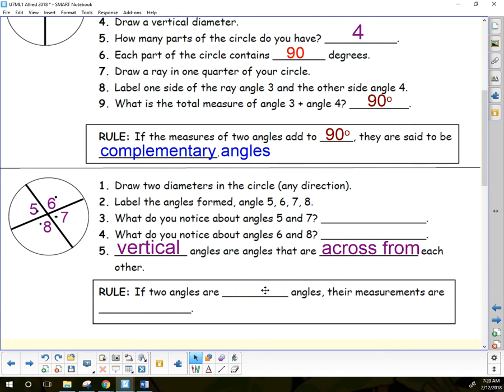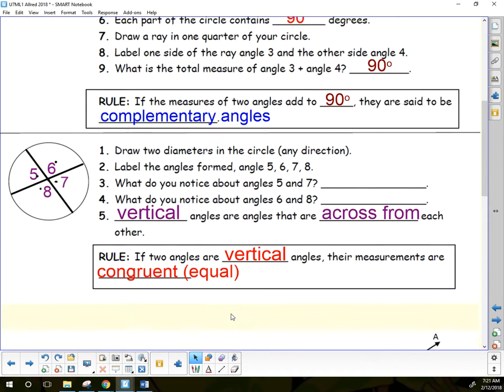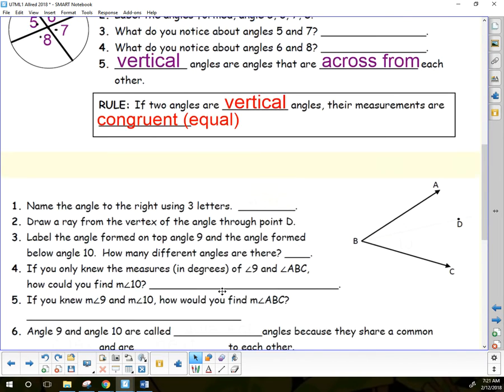Whenever you have two vertical angles, their measurements are congruent. Their measurements are equal. So whenever you have vertical angles, their measurements are equal. And angle 5 and 7 are vertical, angle 6 and 8 are vertical. So they're across the vertex from each other.